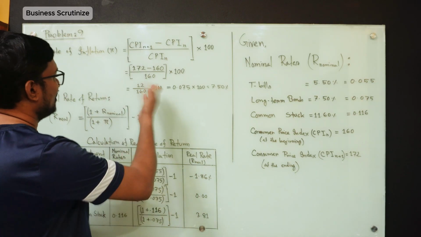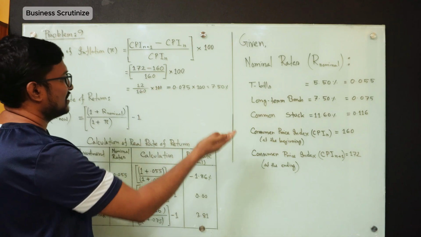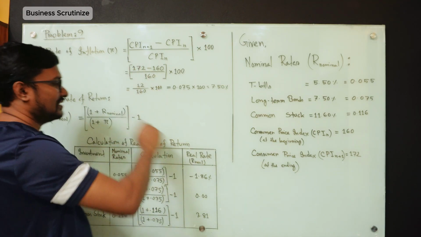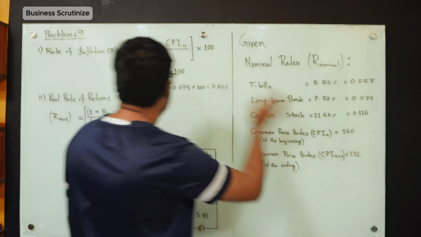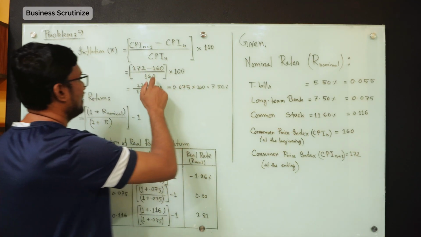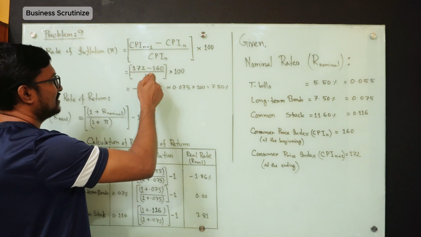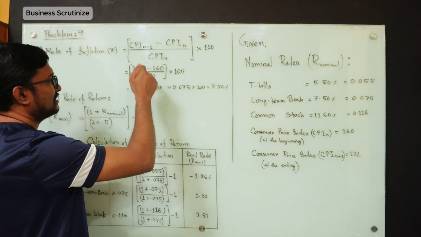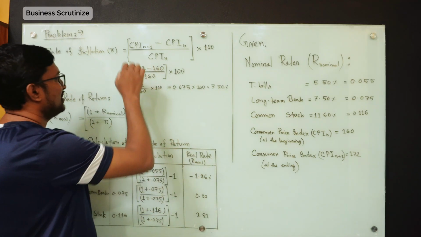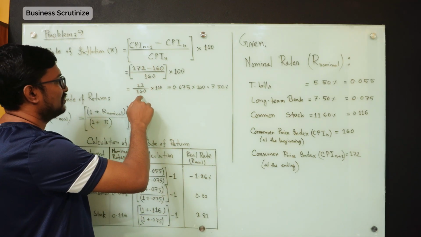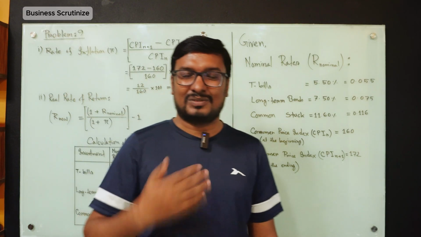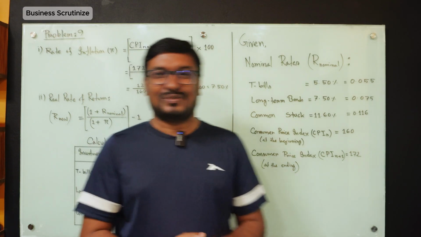So we can now input data into the equation. We have CPI_n+1 as 172, there you can see, and CPI_n we have 160, so we consider the divisor as 160. If we subtract in the numerator, we will have 12 by 160, which means 0.075 or 7.5% as the rate of inflation.